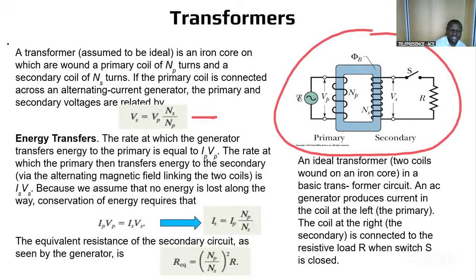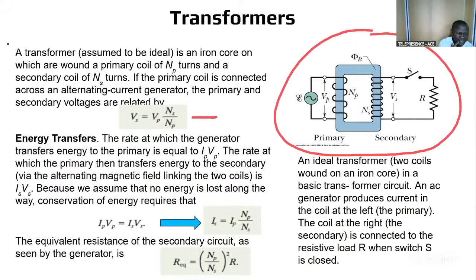Now I want to look at energy transfer. The rate at which the generator transfers energy to the primary is equal to I P V P, that's current times voltage. Then the rate at which the primary transfers to the secondary is I S V S. Because we are looking at an ideal transformer, we assume that energy is conserved. No energy is lost, so the energy before the transmission must be equal to the energy after the transmission.